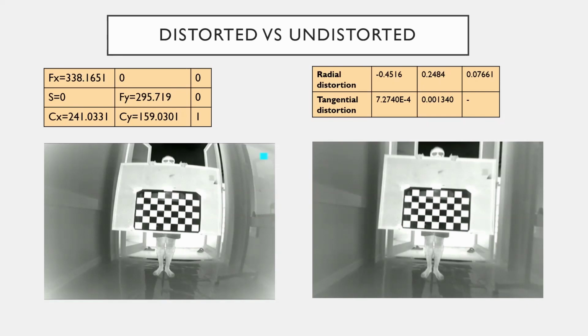Here we show a distorted image on the left and an undistorted image on the right. We have calculated the parameters for radial distortion, tangential distortion, as well as the image matrix. After running this, you can see how well the undistortion code works. This is actually able to run live on the system itself.